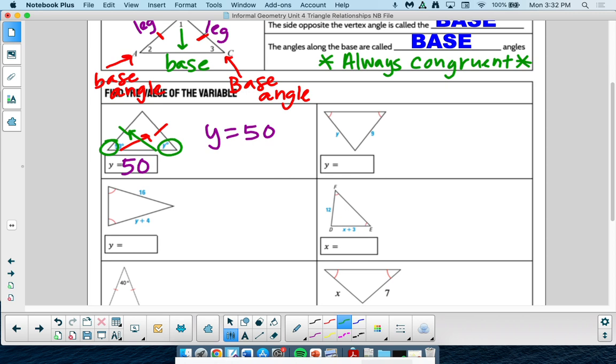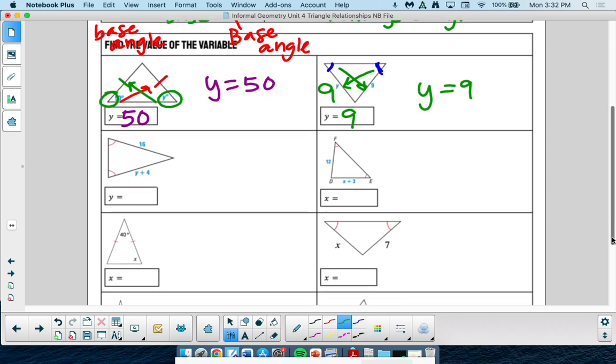Or can you go the other way, right? I'm given my base angles because they're equal. So I know that my two legs have to be the same. If this one is 9, well, that side has to be 9. Sometimes it's almost too obvious to figure out what it is, right? Don't overthink it.